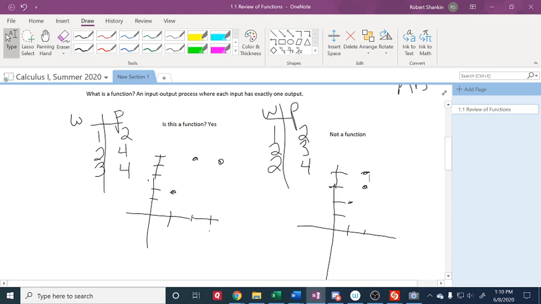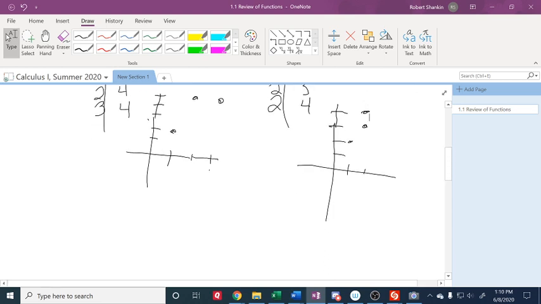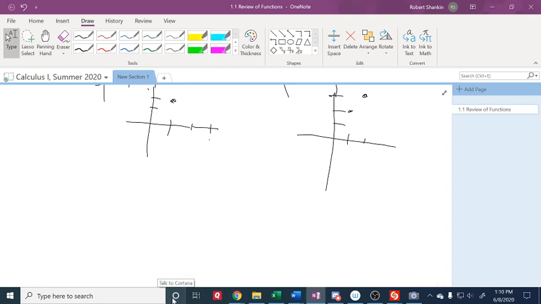Let's do another question, and that's, let's talk about domain. It's a set of all inputs, all possible inputs of a function.